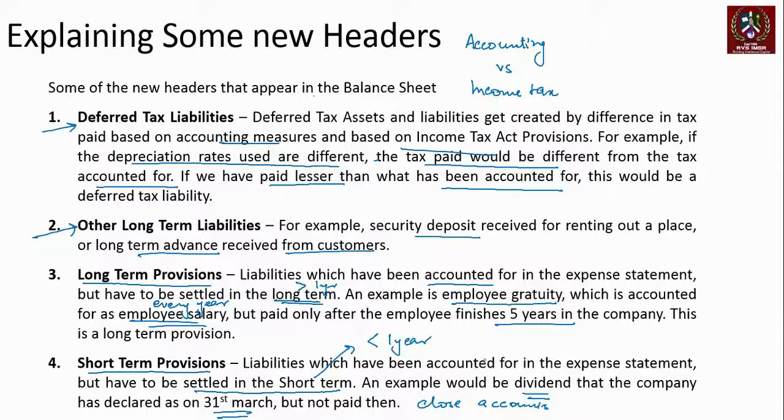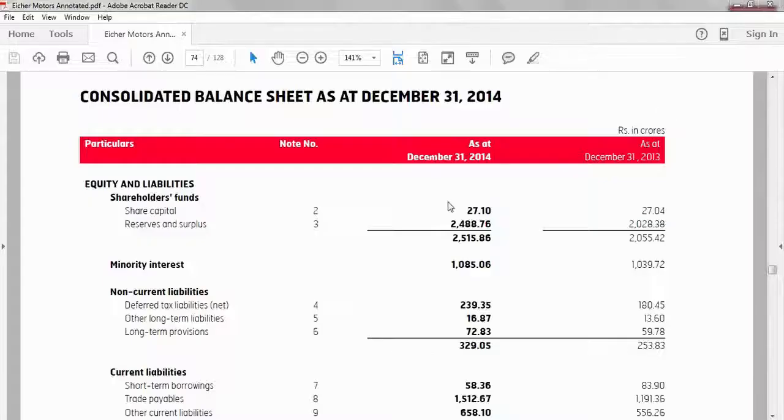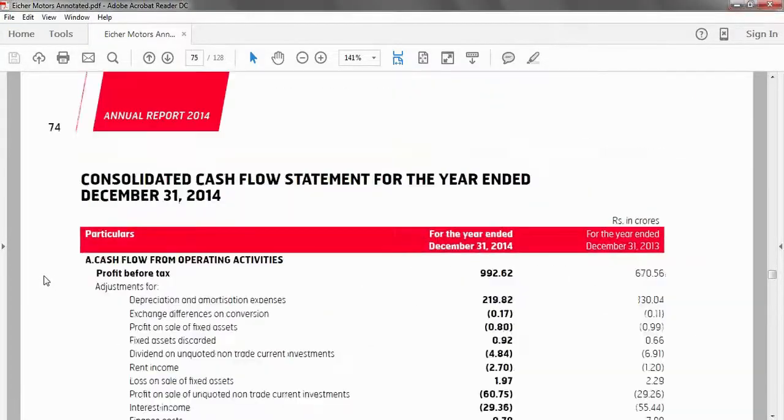Let's actually go, because we are looking at liabilities first, let's go to the consolidated balance sheet of Eicher Motors, and look at some of these data points there in more detail. So we are going to look at some of these notes and try and understand what these data points are coming from, right? So let's just look at some of these notes. We're going to go to note 5 to look at other long-term liabilities.